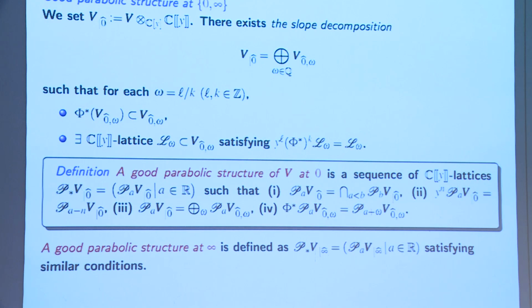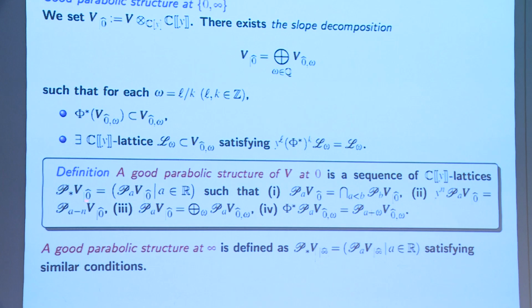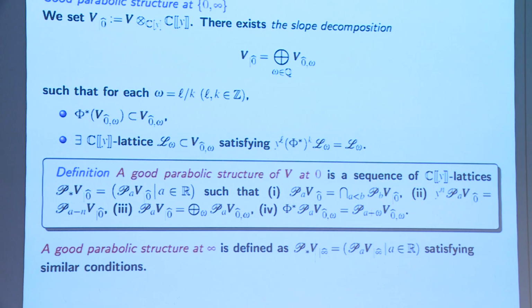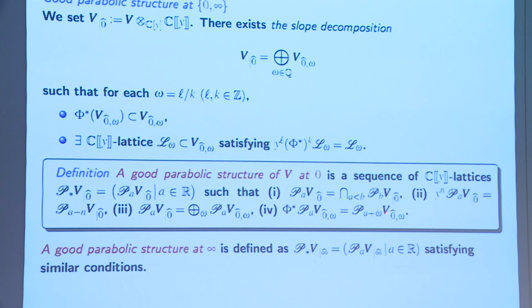A good parabolic structure of V at zero is defined to be a sequence of lattices P_a V such that P_a V is the intersection of P_b V for b strictly larger than a, and phi^N P_a is equal to P_{a-N} V, and the filtration is compatible with the decomposition, in the sense that P_a V is equal to the direct sum of the intersections of P_a and V_omega. And on each direct summand, phi star P_a is equal to P_{a+omega}. So this is the definition of good parabolic structure.